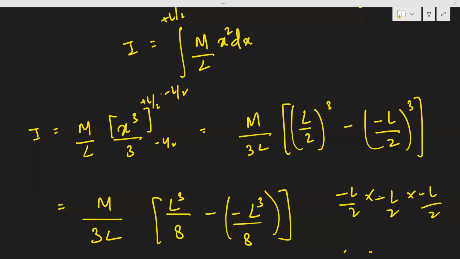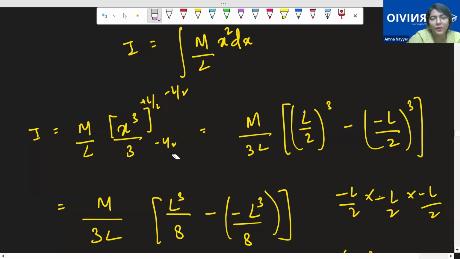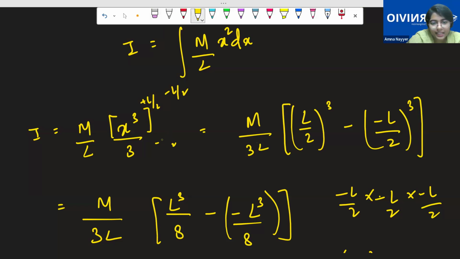This minus L by 2. No, minus 4. After. Yeah, this one. Minus 4? Yeah, you've written just below your cursor. This is M by 3L. No, before that. No, this is L by 2. L by 2. Minus L by 2. Oh, okay. Okay.